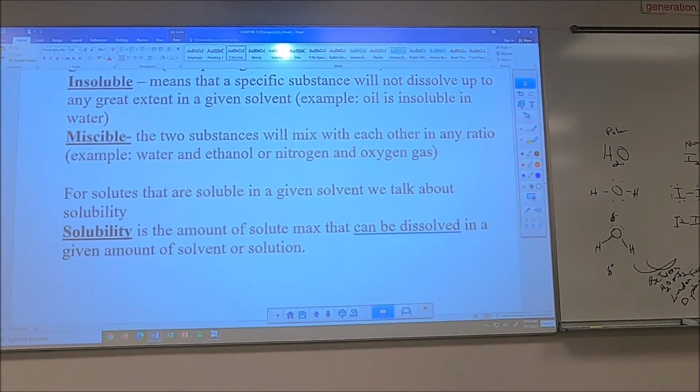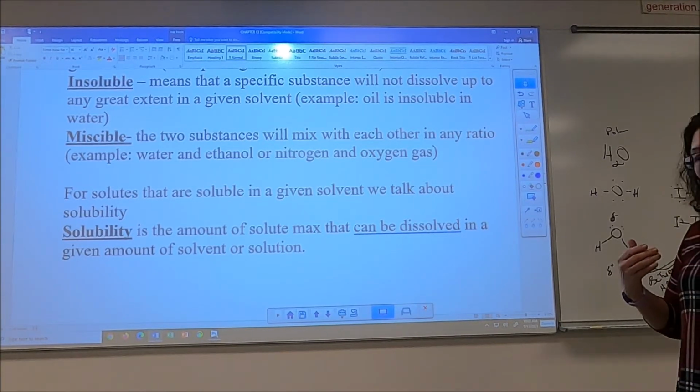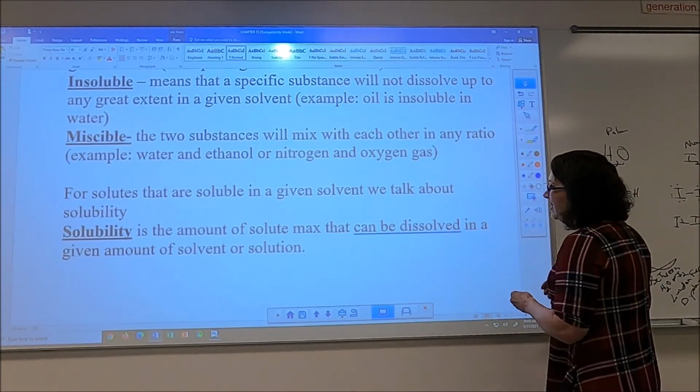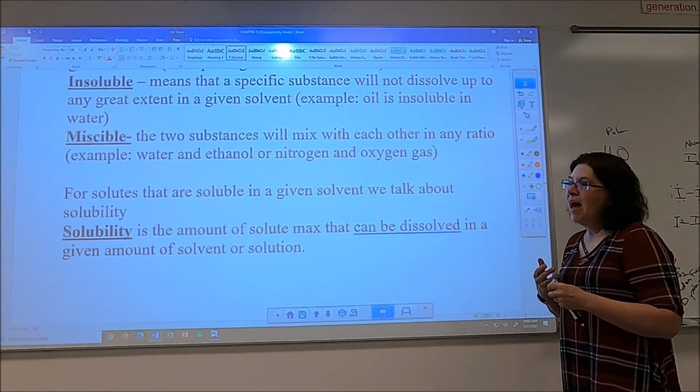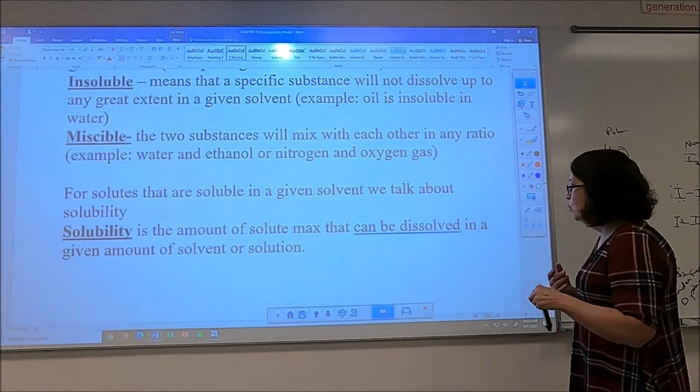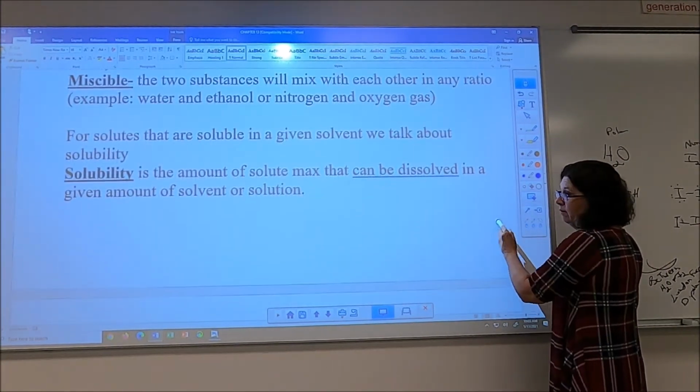So, let's talk about solubility. A lot of these words sound the same, so you have to be careful. Solubility is the maximum amount of solute that can be dissolved in a given amount of solvent or solution. Okay? So it tells you how much. The higher the solubility, the better a solute mixes with a solvent.